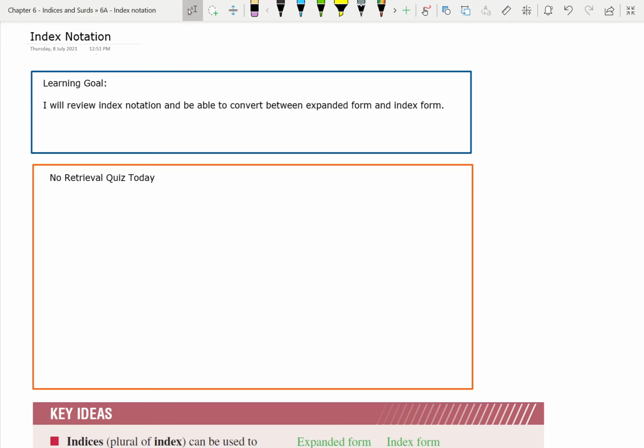Now you're actually probably more familiar with index notation than you'd think. This is just talking about numbers like 2 squared or 3 cubed or 4 to the power of 8. This is an index. So this little number up here, that is our index. And this number here is our base. So for instance, 2 squared, which we know is 4, if we want to write that as index form, it's going to be 2 to the power of 2.